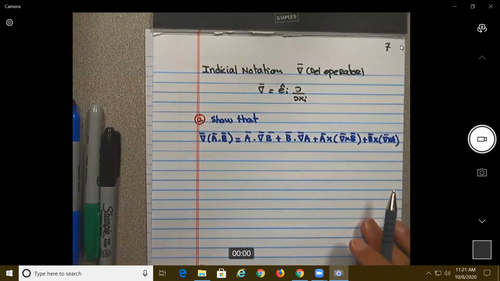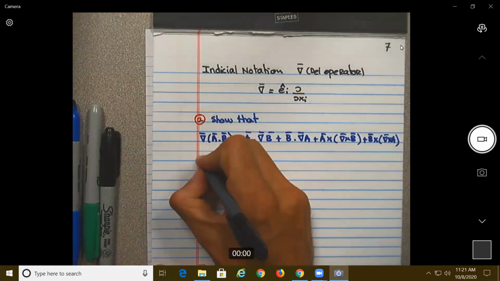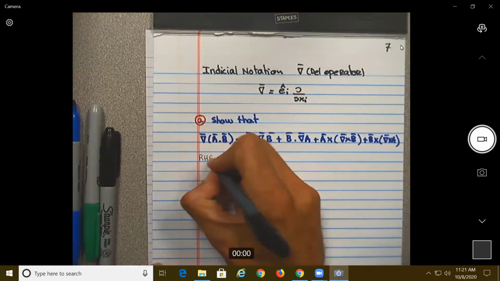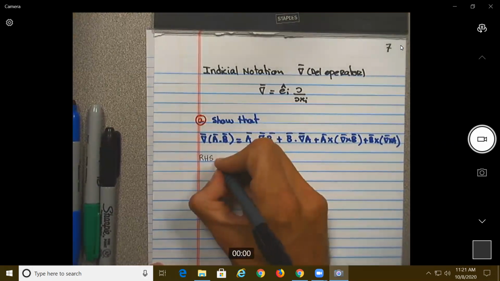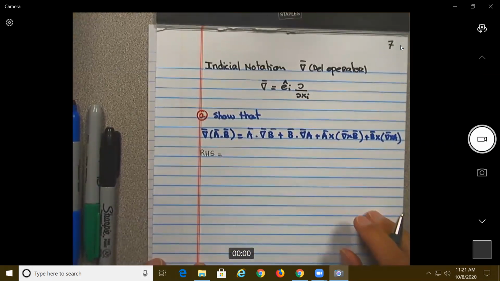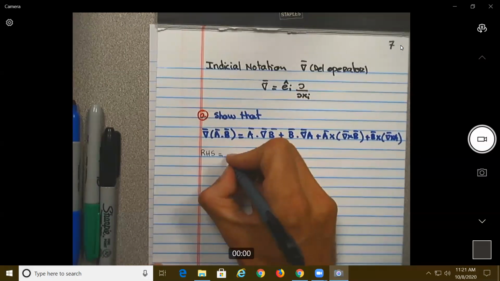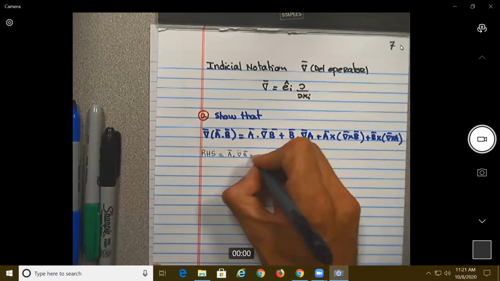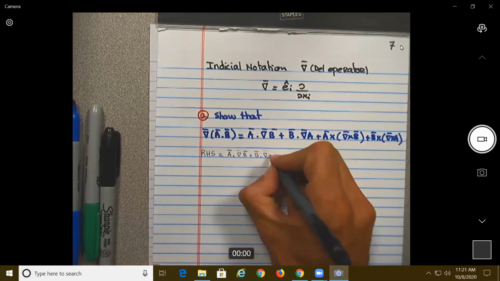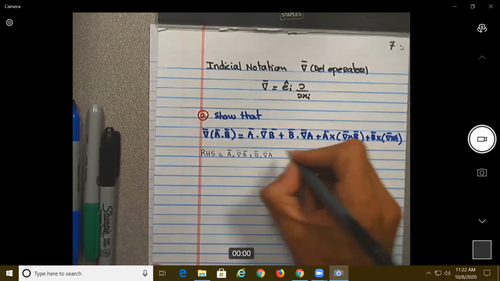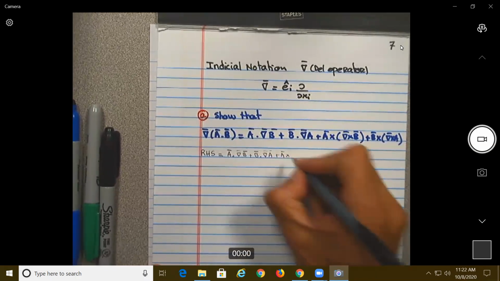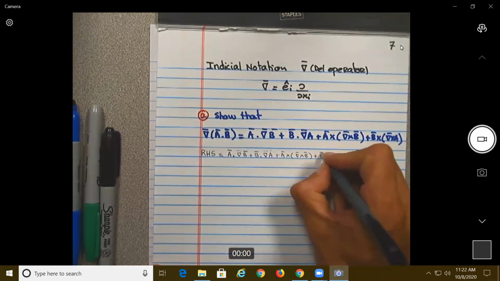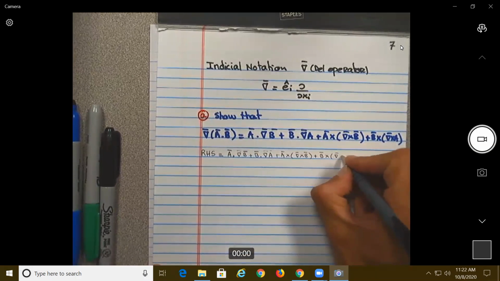Okay, so what I did in order to solve this problem is that I went to the right-hand side. I took a pen now because of the subindexes. If I need to magnify, let me know. You cannot see it, otherwise I switch to the other one. So the right-hand side is equal to what? A dot del B plus B dot del A plus A cross del cross B plus B cross del cross A.